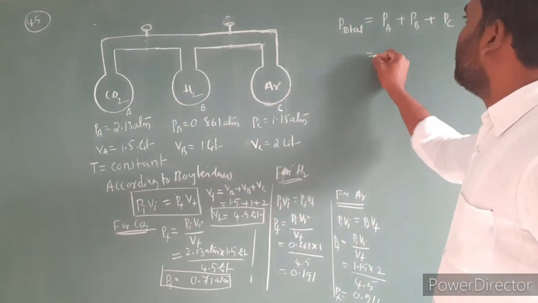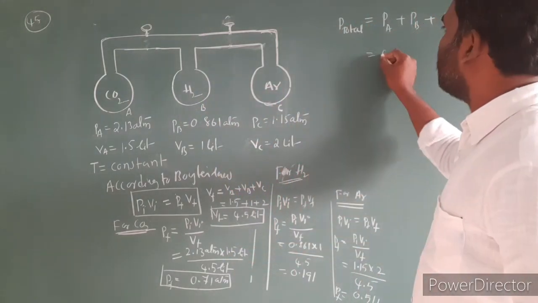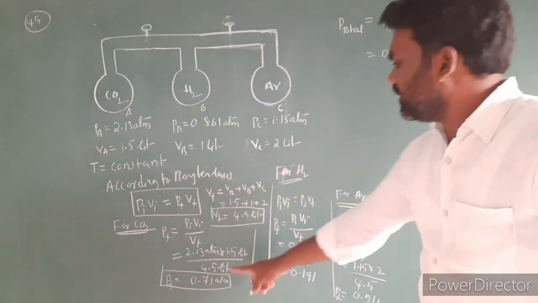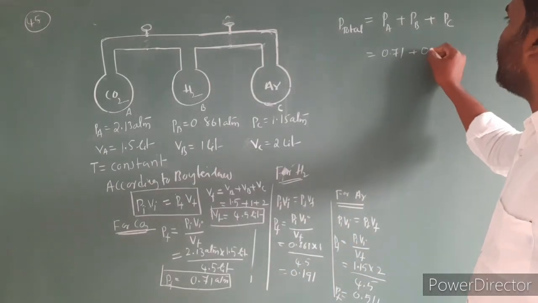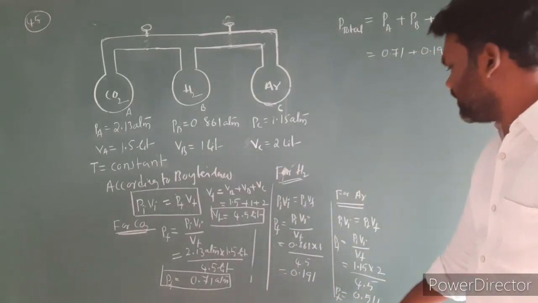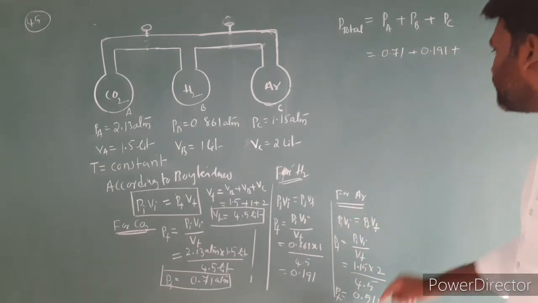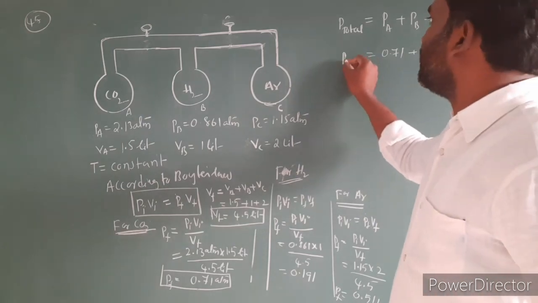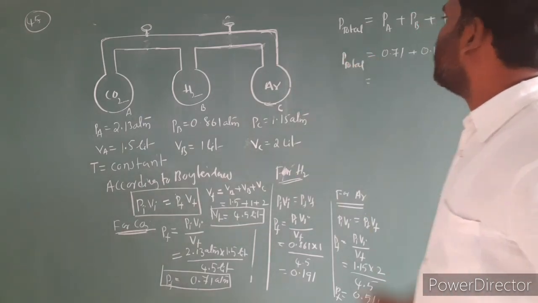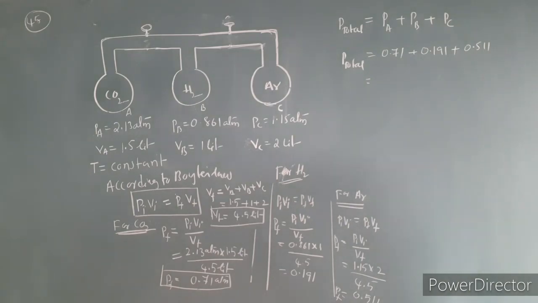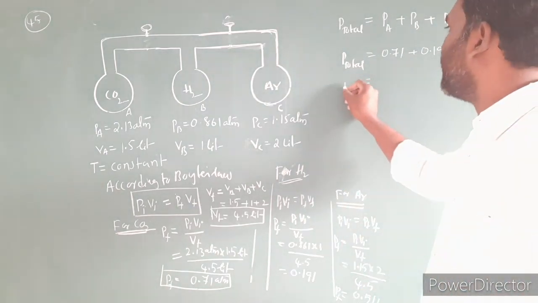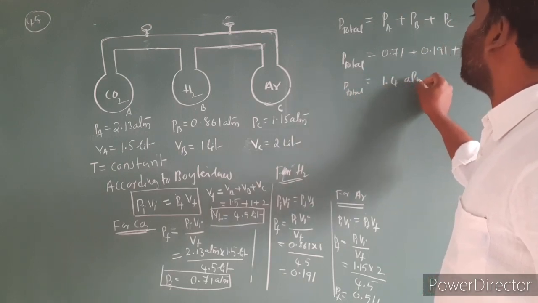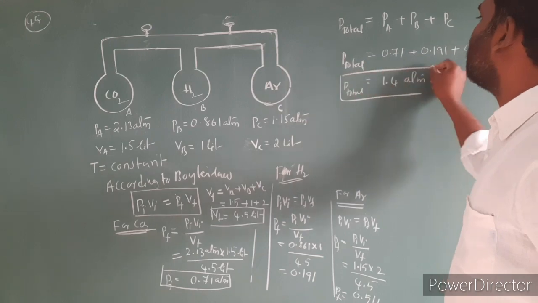Then that is equal to PA, how much we got? 0.71, plus pressure of B, how much we got? 0.191, plus pressure of C, how much we got? 0.511. So P total is equal to 0.71 plus 0.191 plus 0.511. Upon simplification we get P total is equal to 1.4 atmospheres. So this is the total pressure.